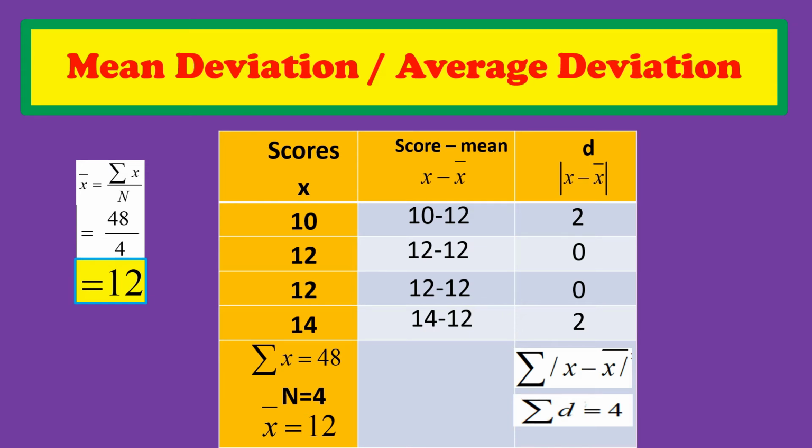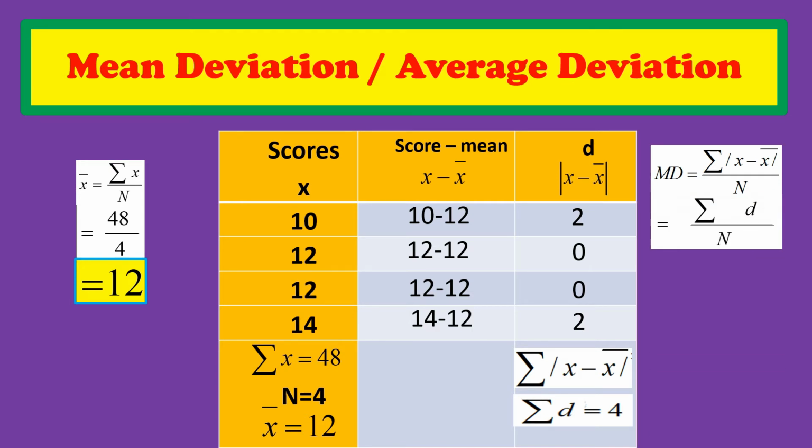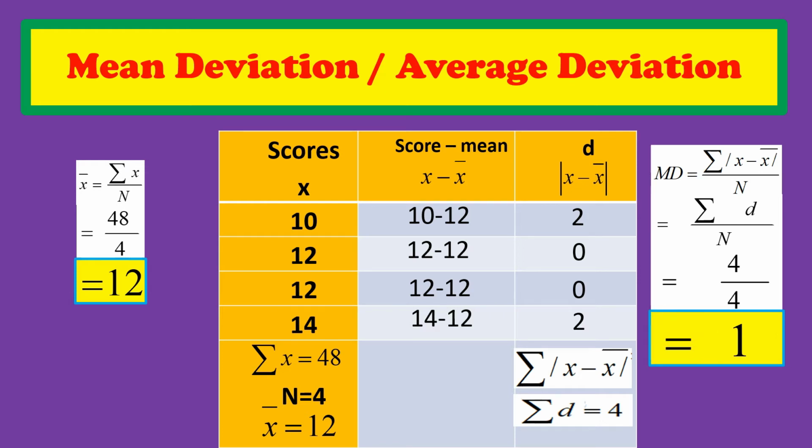So we use the formula in finding the mean deviation. Mean deviation equals the summation of the absolute value of the score minus the mean over n, or it can be written as the summation of d over n. So what is summation of d? Summation of d is 4. What is n? 4. That is 4 divided by 4. So we have our mean deviation. Our mean deviation is equal to 1.